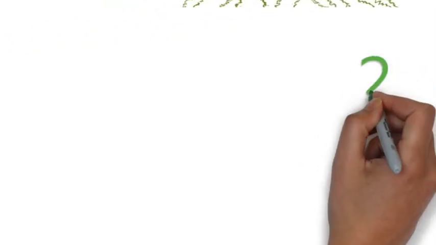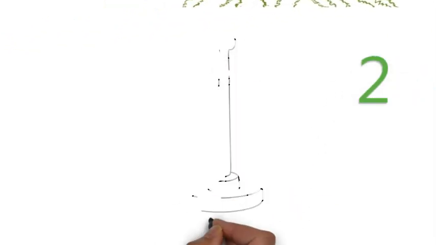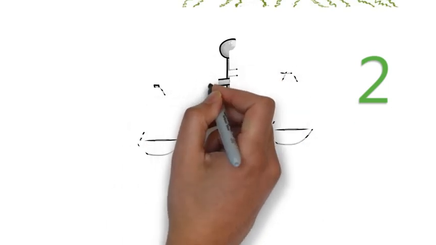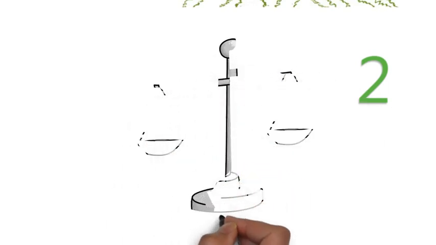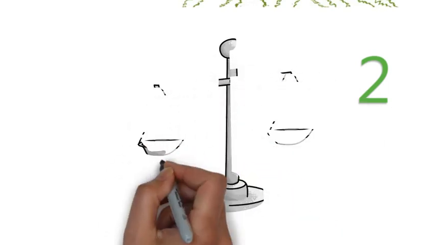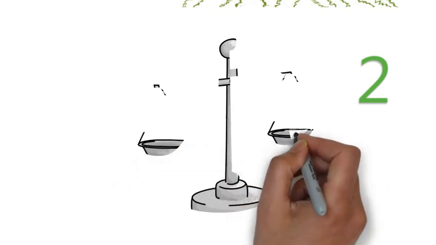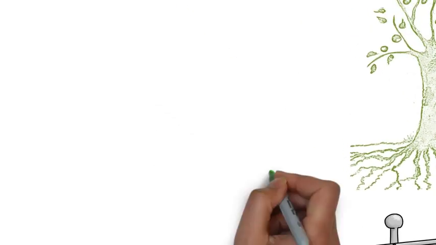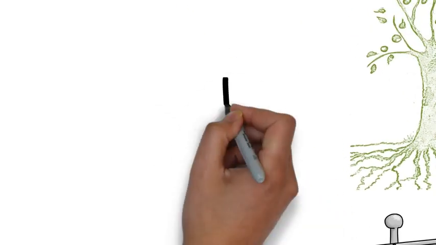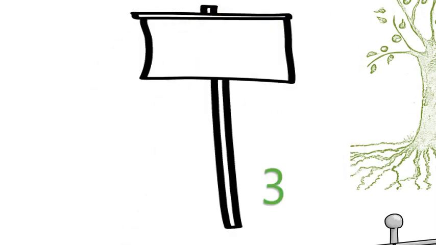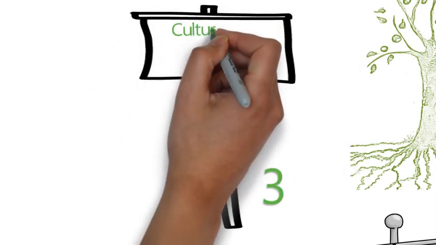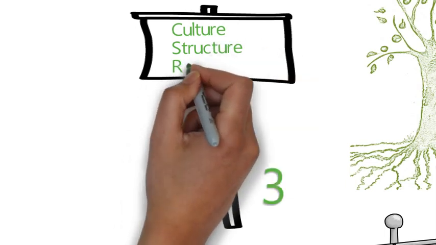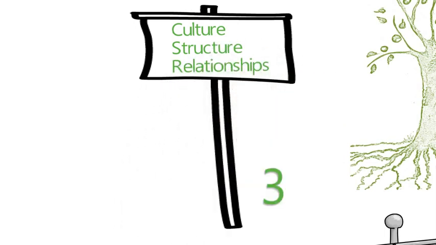Secondly, DLE puts the values of social justice and democratic citizenship at its core. It makes equity an explicit part of the purpose of distributed leadership. Thirdly, to create DLE, a school needs a certain type of culture, institutional structures and relationships.